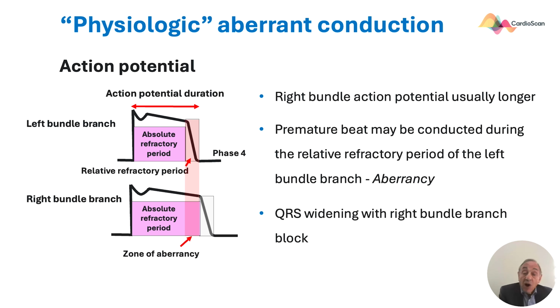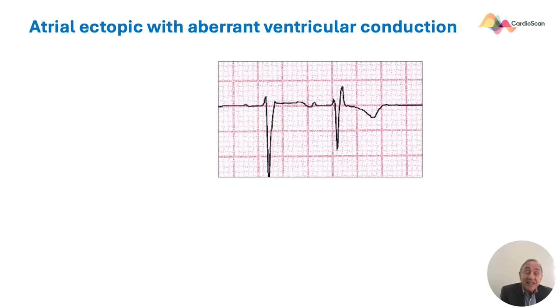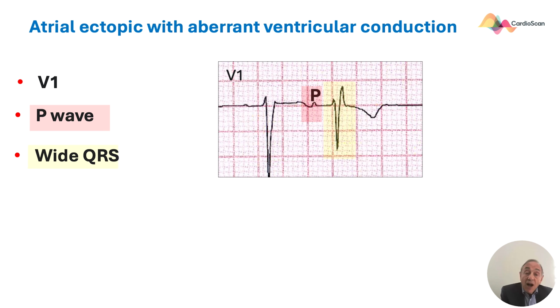There is QRS widening and the right bundle branch block. So now let's take an atrial ectopic and look at the changes that occur with aberrant ventricular conduction. Firstly, we can see in V1 a P wave, and there is a wide QRS of a right bundle branch type, and we can see an rSR prime, which is the feature of aberrant conduction.